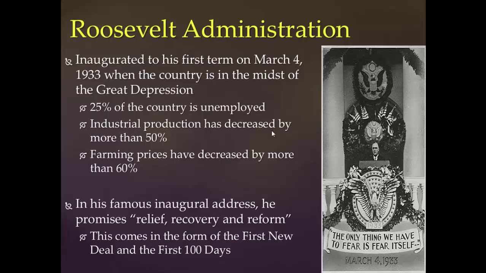So when FDR comes along, he's running on a platform of basically, I'm going to fix everything, and you do not need to be afraid anymore because the government is here and is going to take care of you. In his inaugural address at his first administration, he basically said, I am going to provide relief. I'm going to provide recovery. I'm going to do it fast, and I'm going to reform the government so that something like this does not happen again. And I'm going to do it all in the first 100 days of my new administration. So it sounded great at the time.